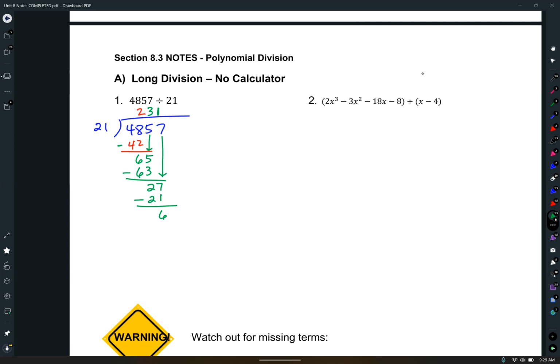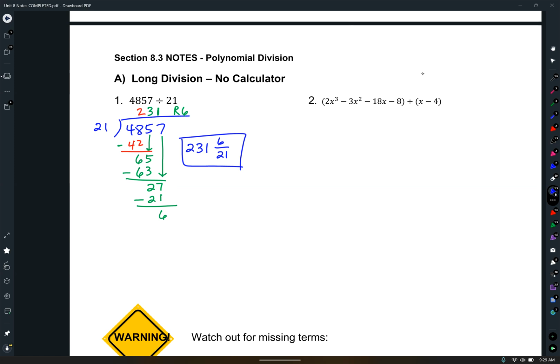And maybe when you first learned division, you might have just said R6, right, for remainder 6. But a little bit later, you talked about how the best way to write your answer is to say the answer is 231, and then your remainder goes over what you divided by. So 231 and 6 over 21. So that was the way we learned it with numbers.